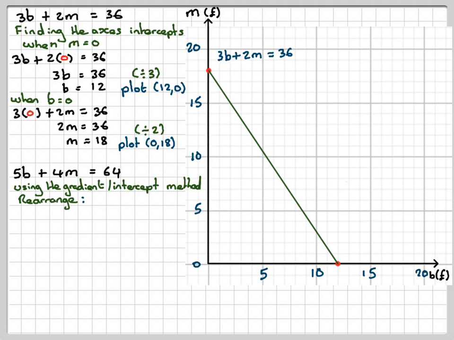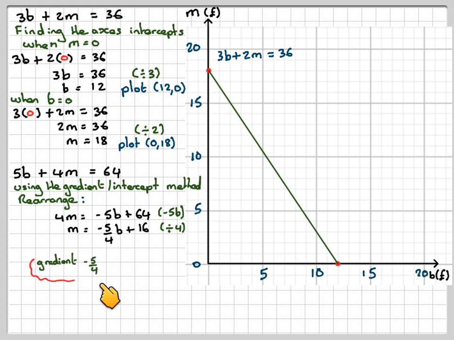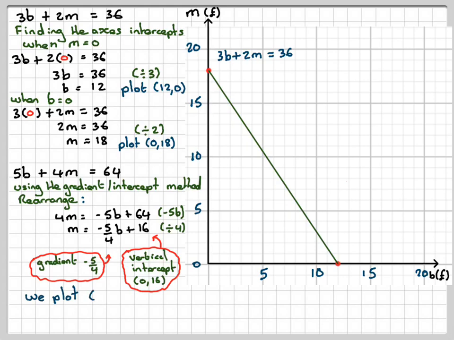So rearranging, the first thing to do is take away 5B, so we have that 4M is equal to minus 5B plus 64. Then we divide by 4, and we get that M is equal to minus 5 over 4 B plus 16, since 64 divided by 4 is 16. This is like the format y is equal to mx plus c. So we have the gradient of minus 5 over 4, and the vertical intercept at 0, 16. So we're going to plot that point first. We plot 0, 16, so that's going to be there.